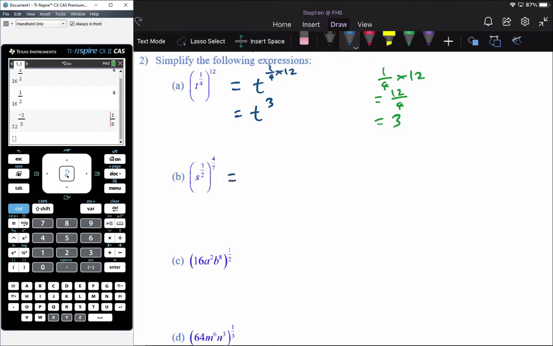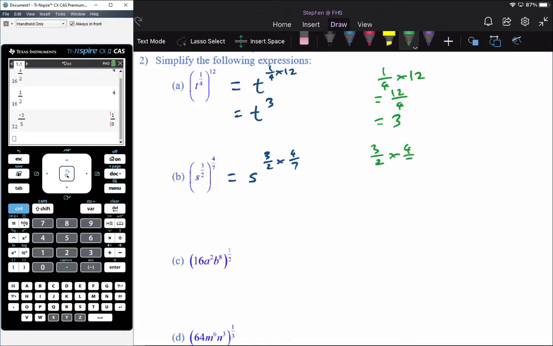We have s to the power of 3/2, all raised to the power of 4/7. So again, over here, because we have a power inside and power outside, I'm going to multiply them. So 3/2 times 4/7. So again, we can do a calculation on the side.